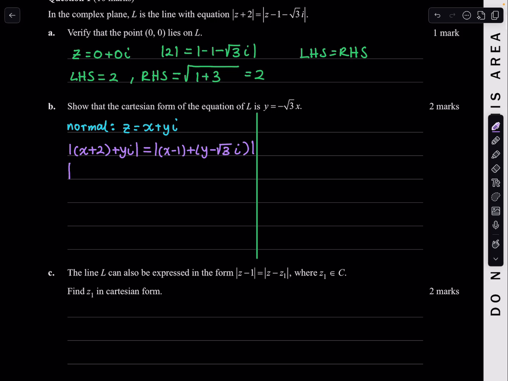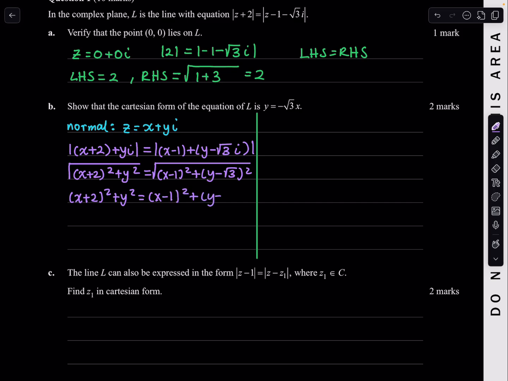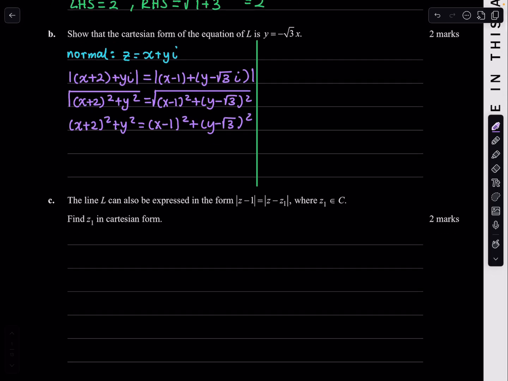Of course, to find the absolute value, we're going to take the modulus. So it'll be x plus 2 squared plus y squared is equal to the absolute value of this statement here, which is x minus 1 squared plus y minus root 3 squared. Imagine squaring both sides to get rid of that square root. We're just going to be left with x plus 2 squared plus y squared is equal to x minus 1 squared plus y minus root 3 squared. And then let's expand it.